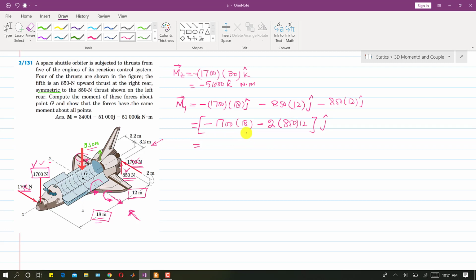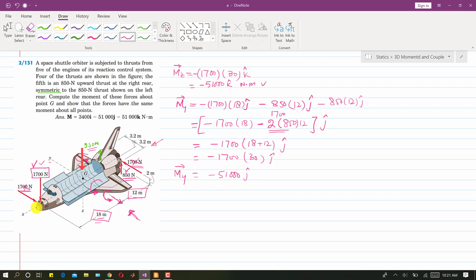So again, if we write, this is 2 into 850, so again it is 1700, right? So we can take 1700 common. So if I write, take common minus 1700, it will be 18 plus 12, and this will be j, right? So this is minus 1700, and this is again 30, right? So j. So this is that same moment, right? So I will write minus 51,000 j, right? So this is the moment about y.